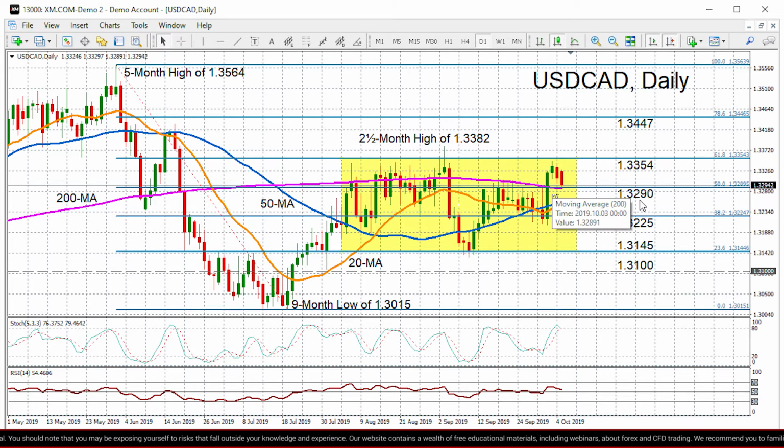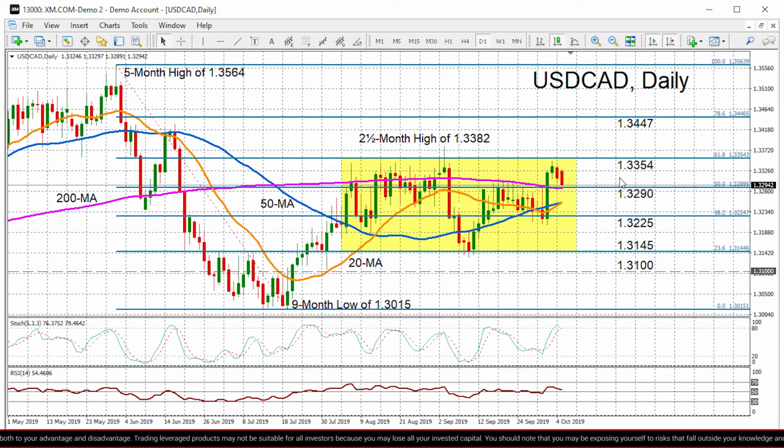If that support fails, we could see the next key support coming from the intersection of the 50 and 200-day moving averages at 1.3255. Below that, we've got the 38.2% Fibonacci at 1.3225. If dollar CAD drops below the 38.2% Fibonacci, that would shift the focus back to the downside, and then 1.3145, the 23.6% Fibonacci, would be the next target.